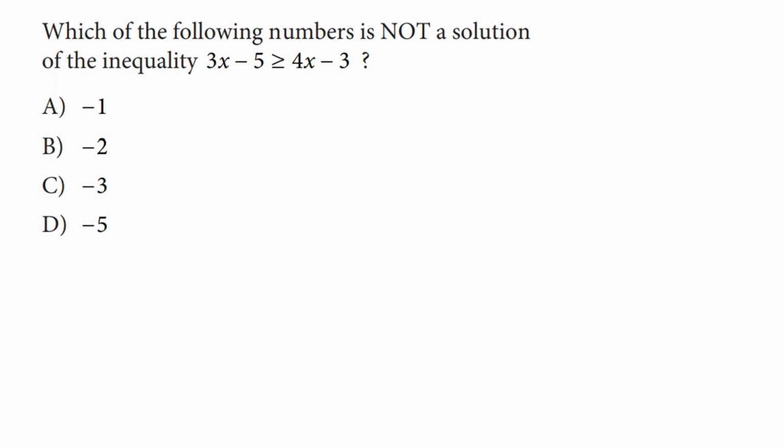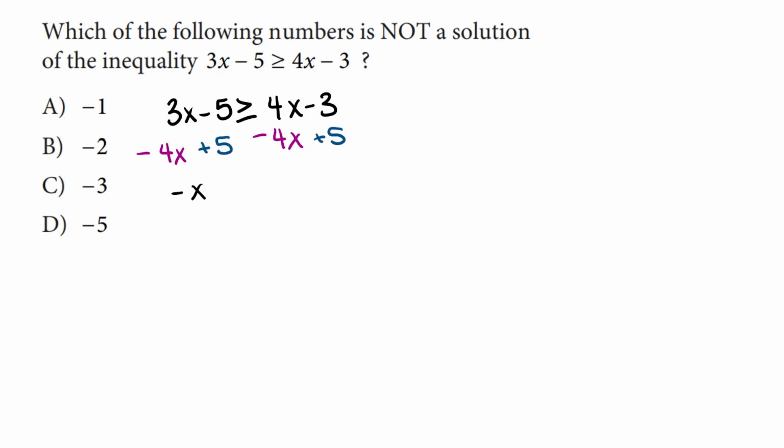So if we solve for x, we have 3x minus 5 is greater than or equal to 4x minus 3. So we're going to subtract 4x from both sides, and we're going to add 5 to both sides. So we get negative x is greater than or equal to negative 3 plus 5 is 2. We need to divide both sides by negative 1. Whenever we multiply or divide by a negative number with our inequalities, we have to flip that sign. So that means x is less than or equal to negative 2.